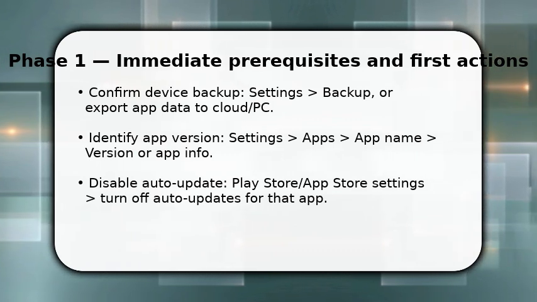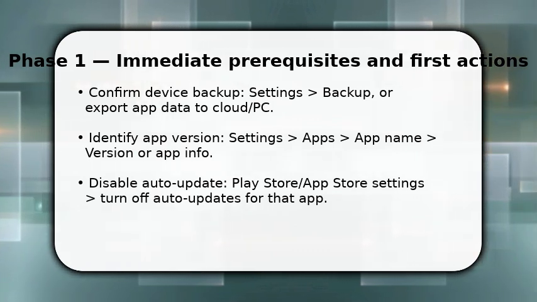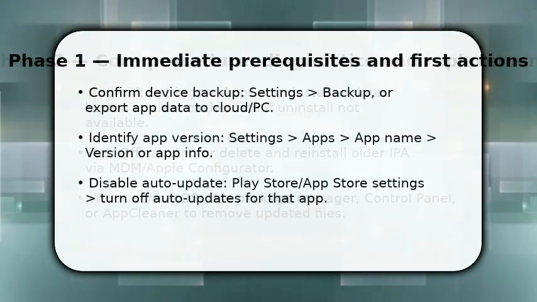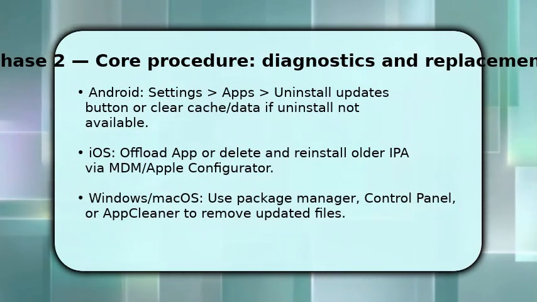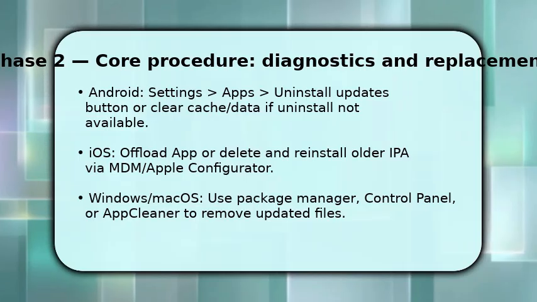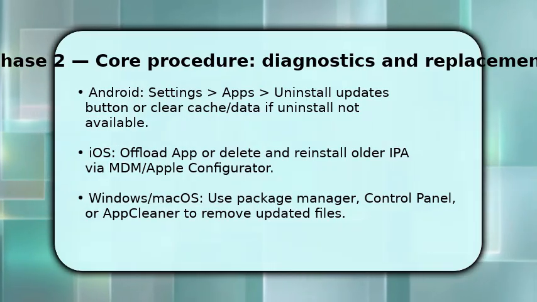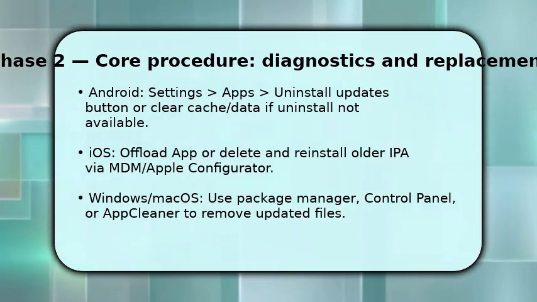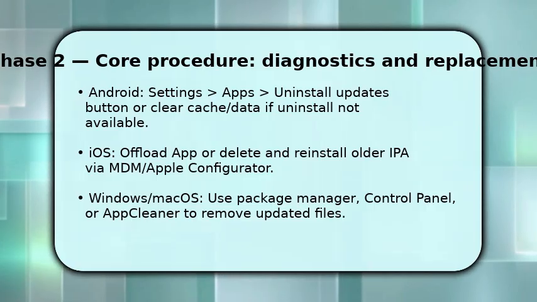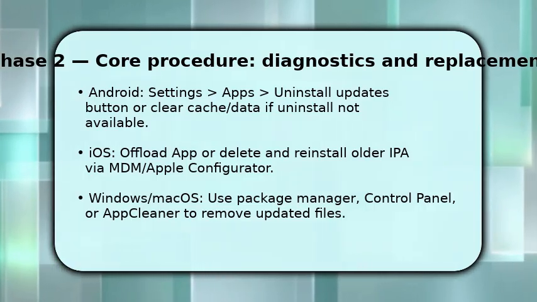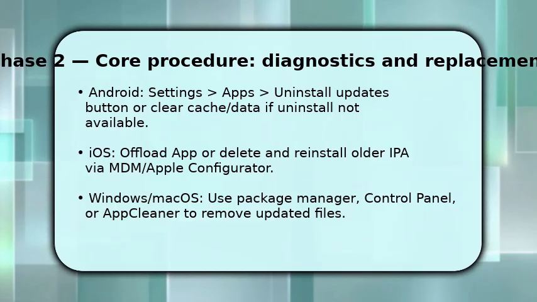Now execute the core removal steps. On Android, tap Uninstall Updates or use ADB to remove a specific APK, clear cache/data to revert settings. On iOS, offload then reinstall via MDM or Apple Configurator if you control the IPA. Otherwise, delete and restore a backup with the older version.